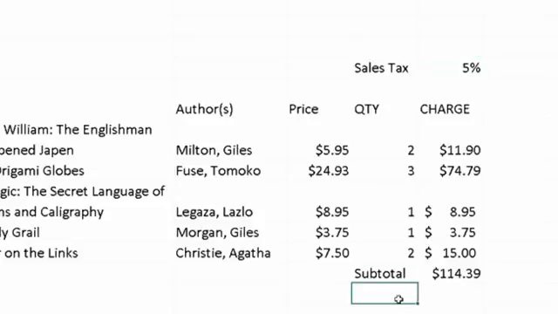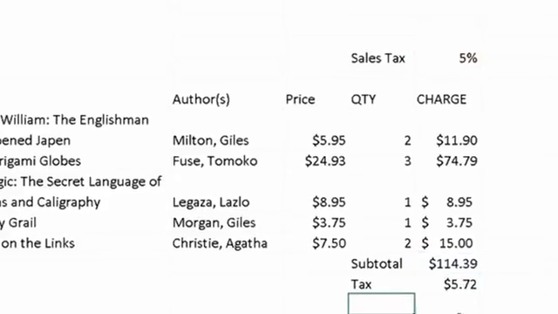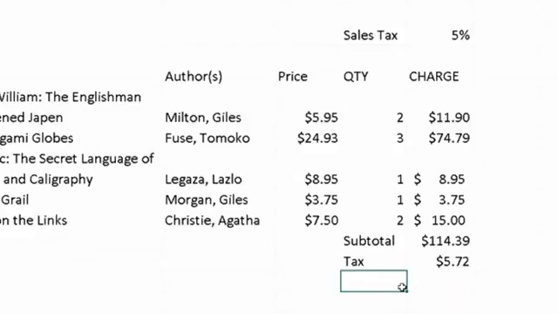So now the first thing we're going to do is go to G19. So make sure you're in G19, just under subtotal, and type in tax. And then we're going to tab over and put in our formula, which would be the subtotal times the 5%, or the 5% times the subtotal. And then you would get your tax, your 5% tax, so 5% of the 114. And yep, so remember to put your equal sign, H18 times H11, and you get $5.72.